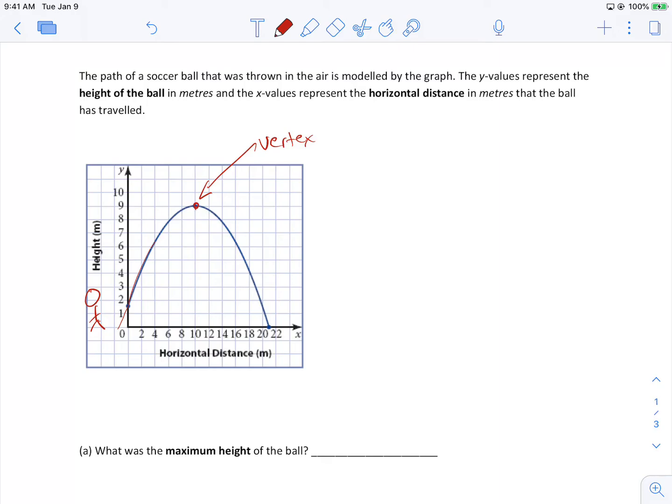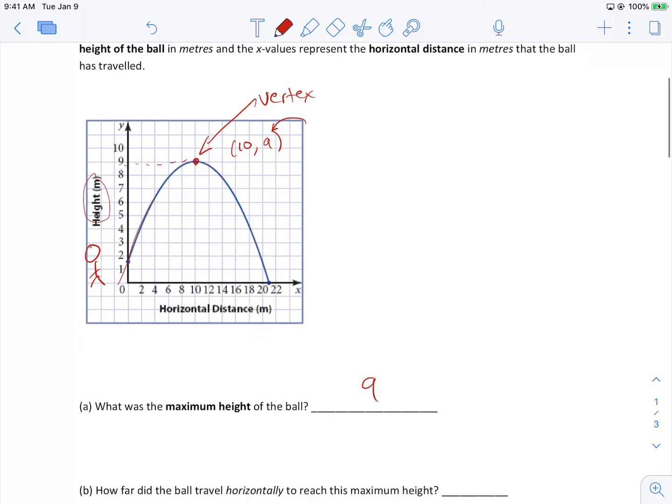So what is the point of this vertex? Well, the horizontal distance, our x value, is 10, and it goes all the way up to a height of 9. So what's the maximum height? We know our height is the y-axis there. That's what it says right here. So it was 9 meters.